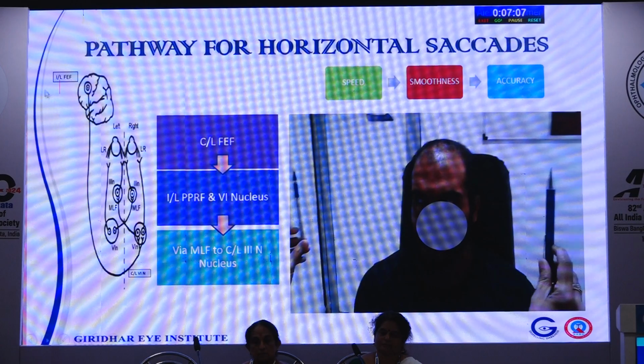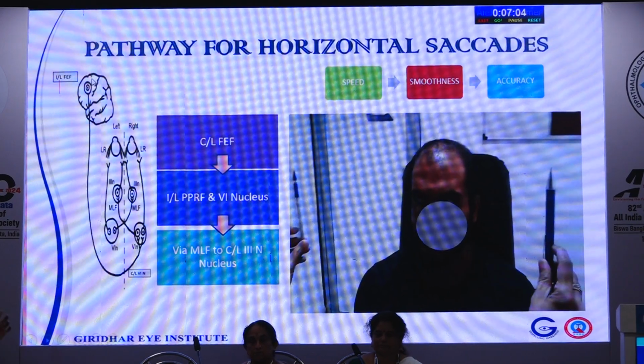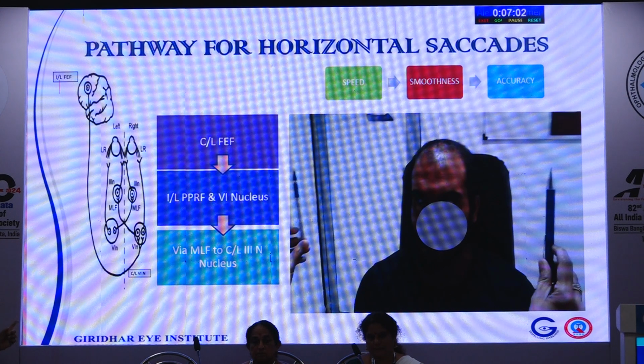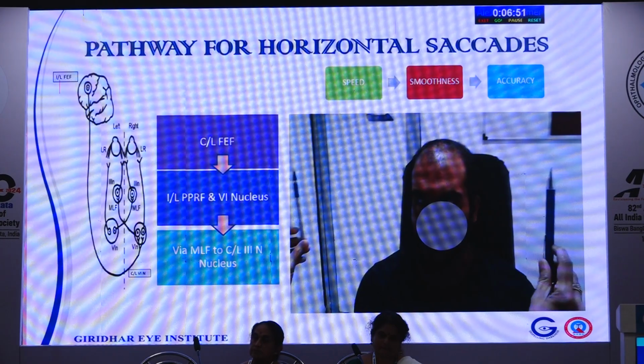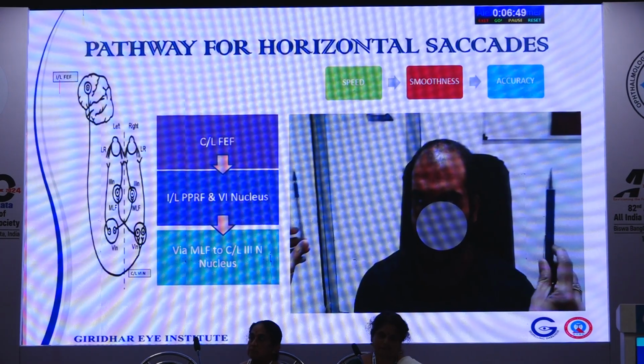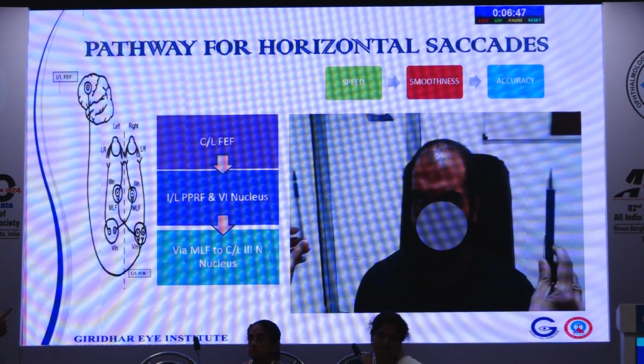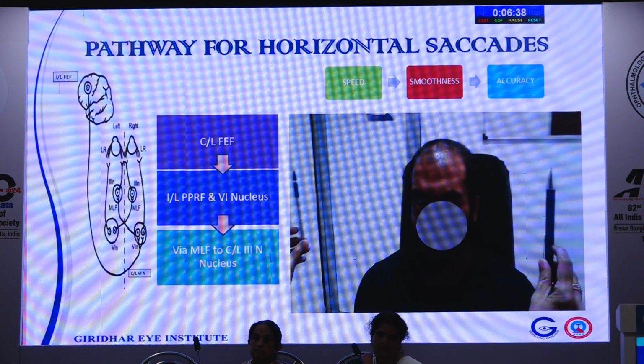So where does the command come from? It comes from the contralateral frontal eye field. Suppose you want to look to the left, the command comes from the right frontal eye field. It crosses over, comes to the opposite PPRF and 6th nerve nucleus, and from there the 6th nerve nucleus gives the command to the lateral rectus to move, and it also tells the opposite medial rectus to move via the MLF. So that's how a conjugate movement to the left happens through your right frontal eye field command. This is the pathway for the horizontal saccade.